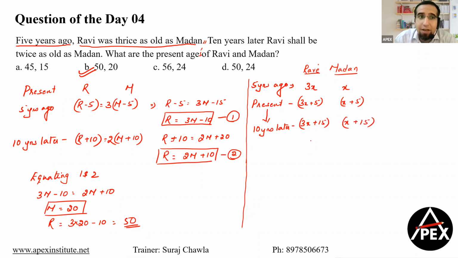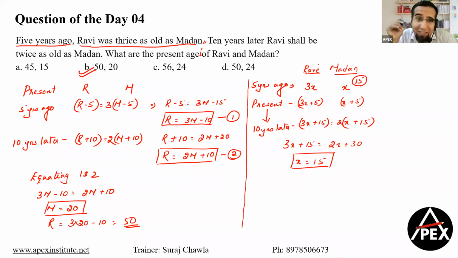Now the question says 10 years later, Ravi would be twice as old as Madan. So what do I get? I get 3x plus 15 is equal to 2x plus 30. Or we get the value of x is equal to 15. Now, if x is equal to 15, the age of Madan is 15. But please remember that this is not the present age of Madan. X we assumed as 5 years ago. So if x is equal to 15, then Ravi is equal to 3 into 15, which is 45. So please remember 45, 15 are their ages 5 years ago.